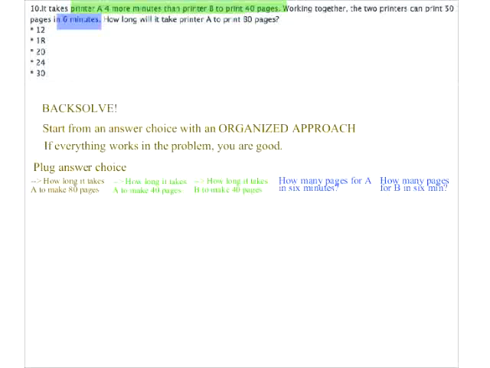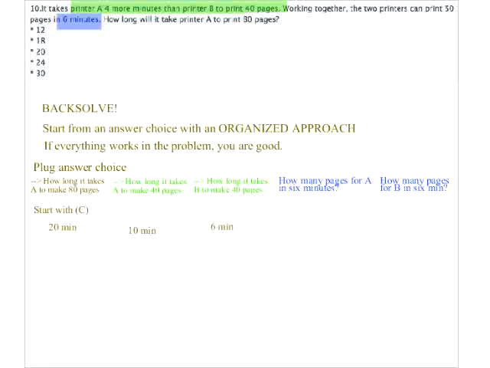Let's say, start with answer choice C, because C's in the middle. So 20 minutes. If it takes 20 minutes to make 80 pages, how long does it take to make 40 pages? It takes 10. It takes half as long. So then we have to subtract 4 minutes from that. So that takes B 6 minutes.